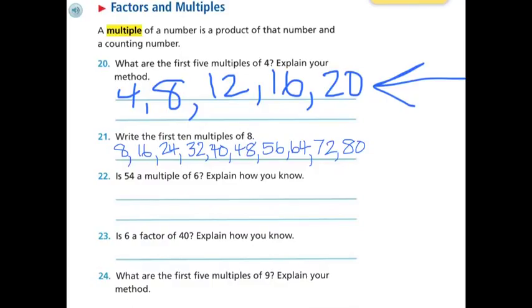Okay, are you starting to get it? So is 54 a multiple of 6? Why, yes. Yes, it is. Because 6 times 9 equals 54. And we know that 54 is a multiple of 6. Is 6 a factor of 40? No, because we know our multiplication facts, and when we skip count by 6s, we don't ever say the number 40.